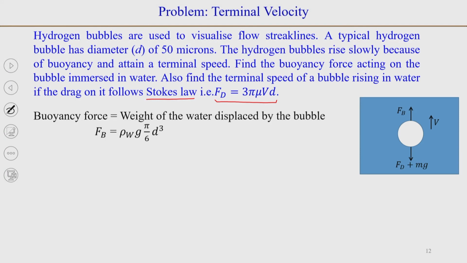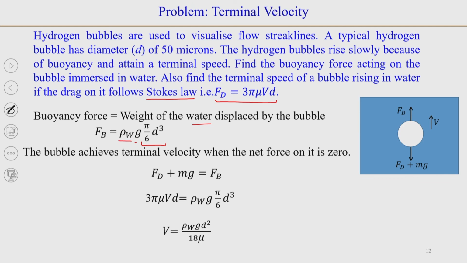Buoyancy force will be the weight of the water displaced by this bubble. The volume of this bubble will be π by 6 d cubed, where d is the diameter of the bubble, multiplied by ρ_w, the density of water, into gravity. That will be the weight of the water displaced by the bubble, and that will be equal to the buoyancy force. The forces acting on this will be the buoyancy force, the drag force, which will be opposite to the direction of motion of the bubble, and some mass of the bubble.